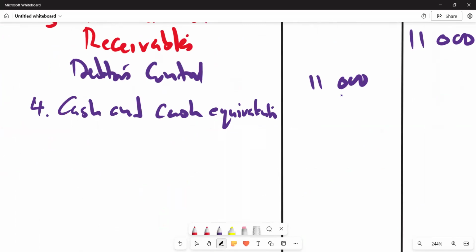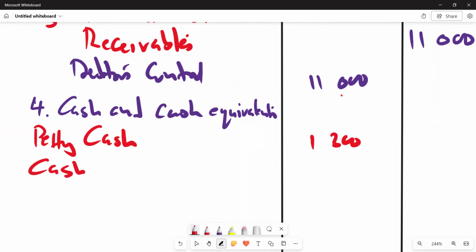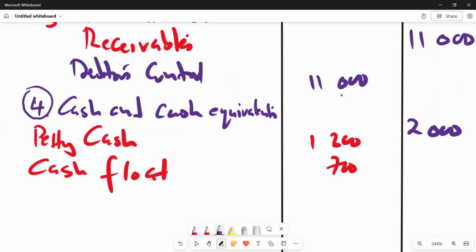So here we are saying petty cash, and then we've got an amount of 1,300. And then we have also cash floats, and we've got an amount of 700. So we say 700 plus 1,300, then we get the total, which is 2,000. This is the figure which is going to go to the balance sheet under current assets as cash and cash equivalents, 2,000. Then we make a reference to note 4. So we go to the next note, which is now our note 5.